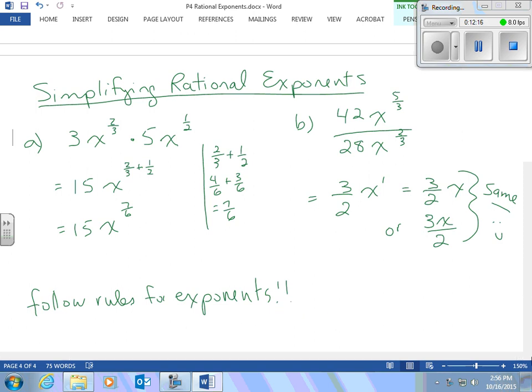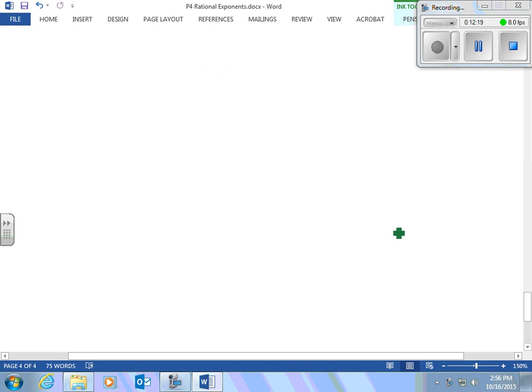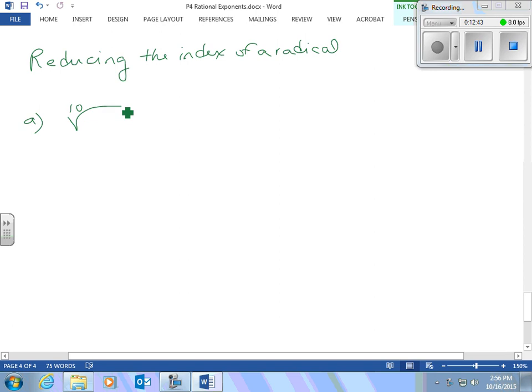All right, and one more little skill to learn with roots, and that is reducing the index of a radical. So it's part of the simplifying process. Remember, the index is the root. So for instance, if I needed to simplify the 10th root of x to the power of 5, it might be useful to turn that into a fraction exponent first.